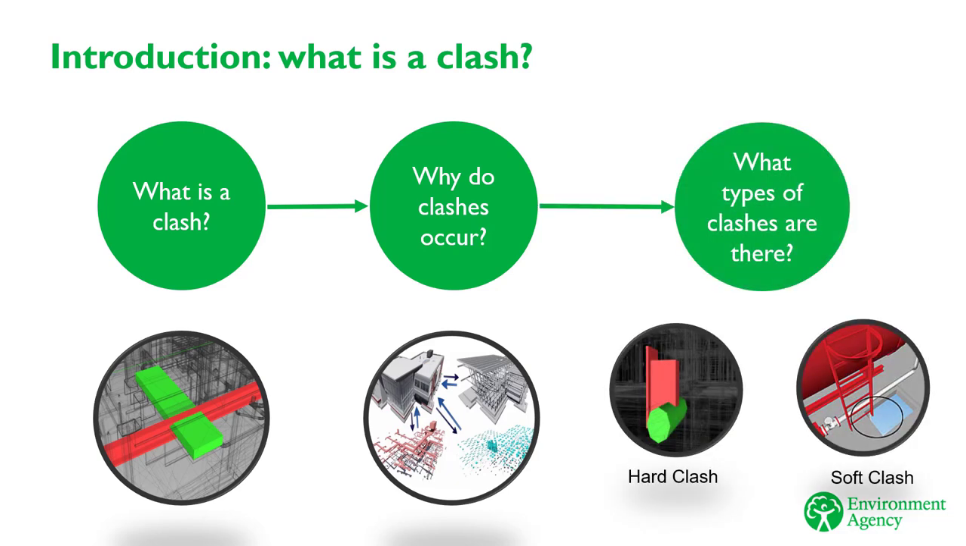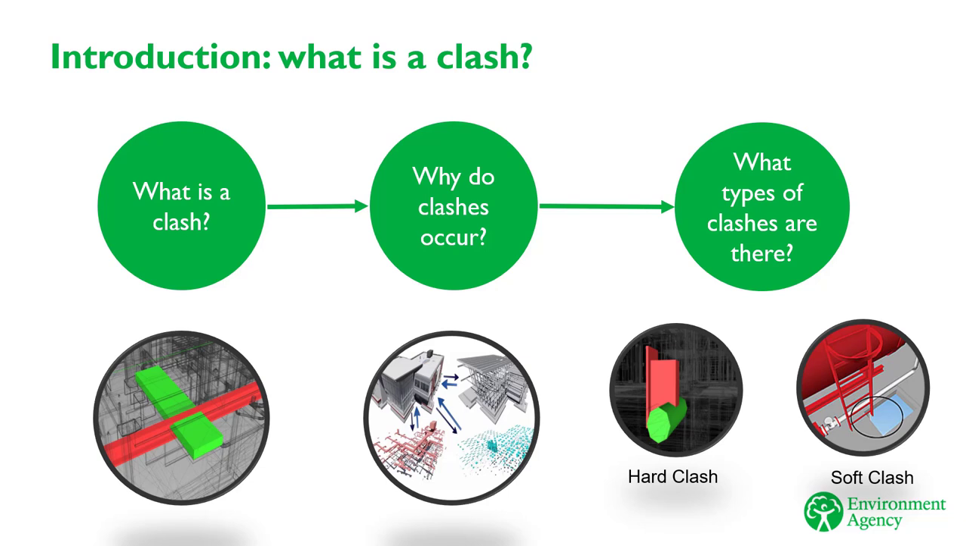There are two types of clash in federated models. A hard clash is when two objects pass through each other in the same plane. When we imagine clashes, we commonly think of two components occupying the same space. These are often referred to as a hard clash. A column running through a wall or pipework through a steel beam, for example. These kinds of clashes can be time-consuming and costly to put right if only discovered on site.